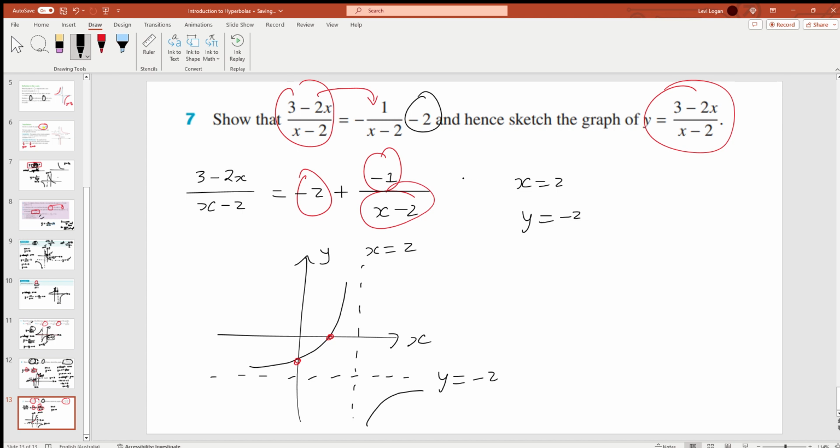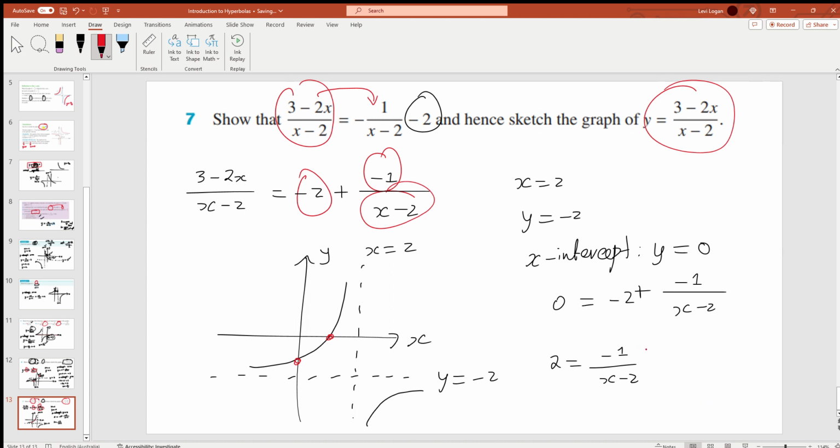So first of all, we can look for just the x-intercept. So x-intercept is when y equals 0. So you go 0 equals minus 2 plus negative 1 on x minus 2. Move the negative 2 to the other side, so you get 2 equals minus 1 on x minus 2. Going to times both sides by x minus 2. So that term there will cancel. Then you're going to distribute the 2 here. So you're going to get 2x minus 4 equals minus 1.